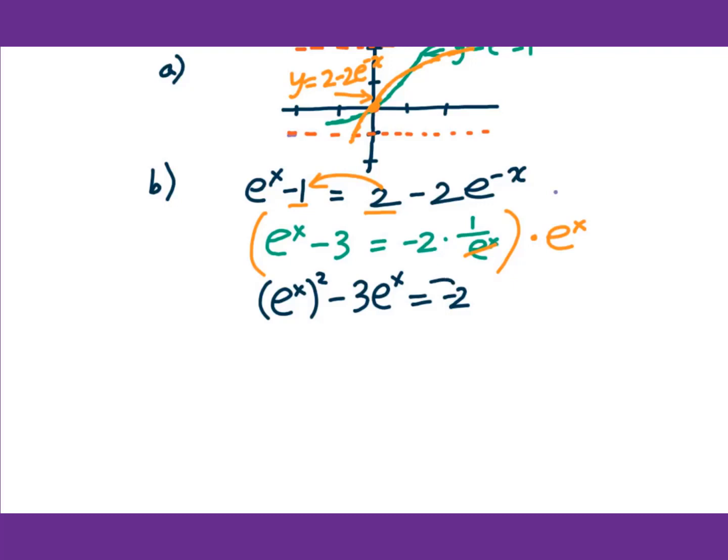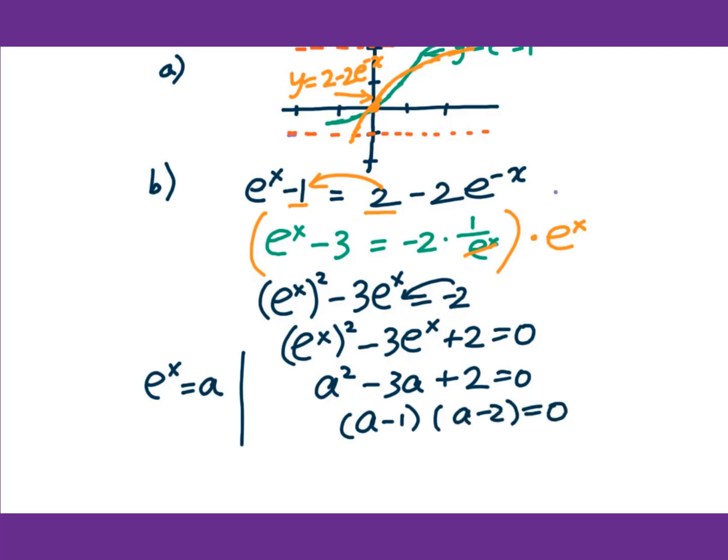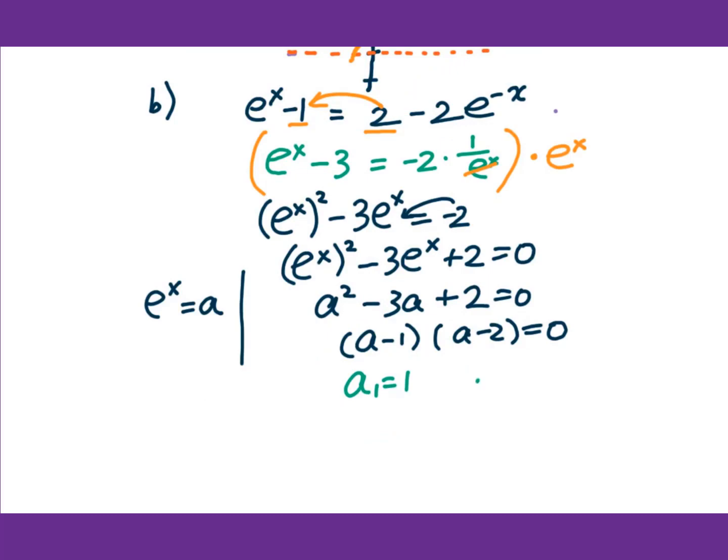Therefore, get equal to 0. We add 2 to both sides. You get (e to the x power) squared minus 3e to the x power plus 2 equals 0. Then we set a equals e to the x power: a squared minus 3a plus 2 equals 0. Then (a minus 1)(a minus 2) equals 0. So we get a1 equals 1, a2 equals 2. Then we plug back in: e to the x power equals 1, x equals 0.